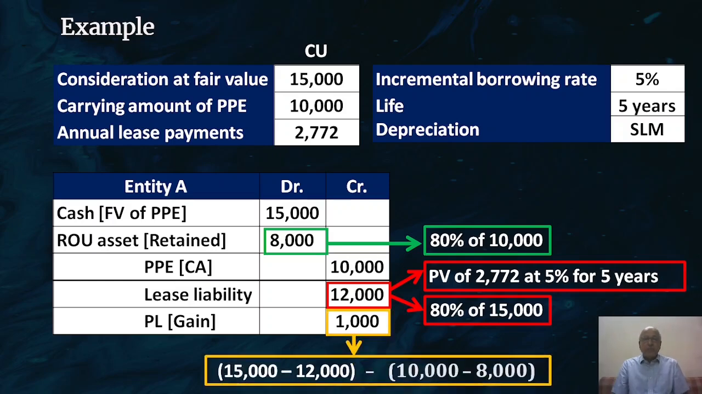How do we get it? You see, 15,000 rupees cash is received from selling the asset and 12,000 is the lease liability created. So the gain is 3,000. And 10,000 rupees is the carrying amount, out of which 8,000 is the proportion retained. So the proportion transferred is how much? 2,000. So 3,000 minus 2,000 is 1,000. That is the gain on rights transferred.